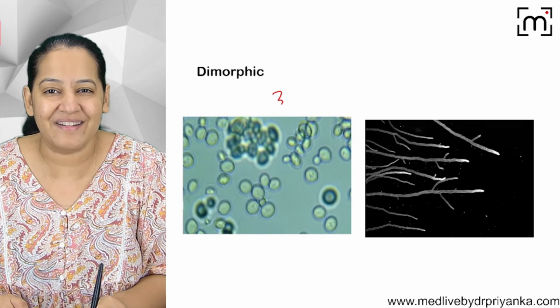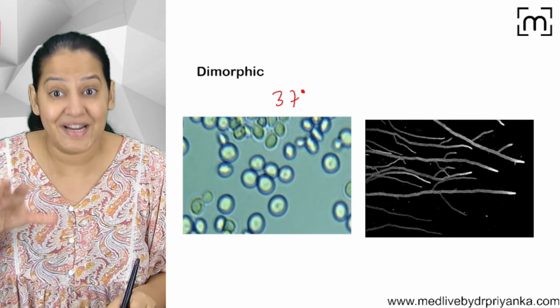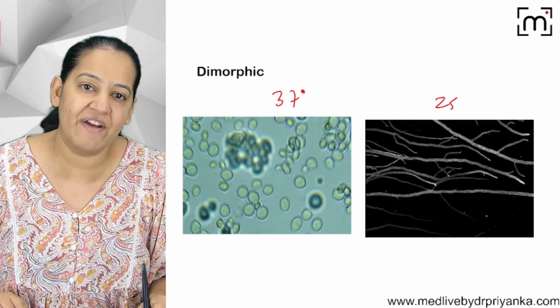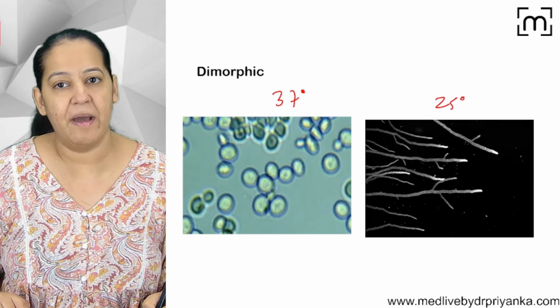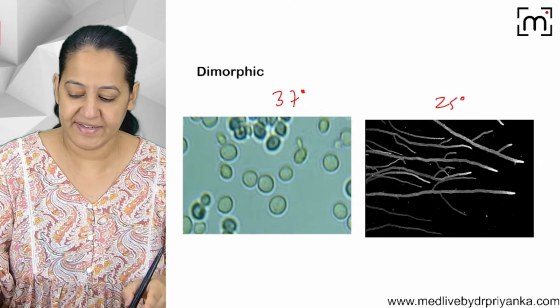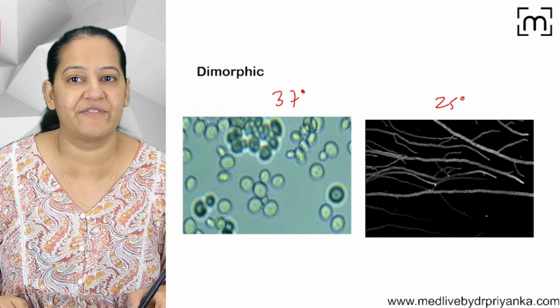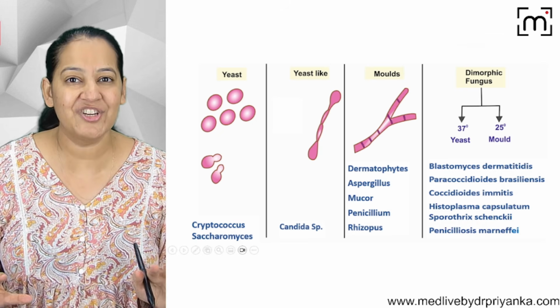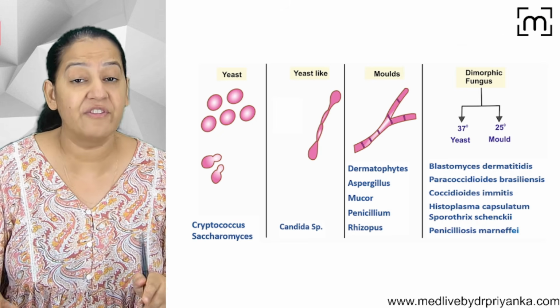Dimorphic fungus at 37 degrees, they are yeast. They are spherical. They divide by budding. And at 25 degrees, they are mold. They divide by branching. You can see. That is dimorphic fungus. Appreciate the dimorphic fungus. So we have seen the classification well. This is the first classification of the fungus.